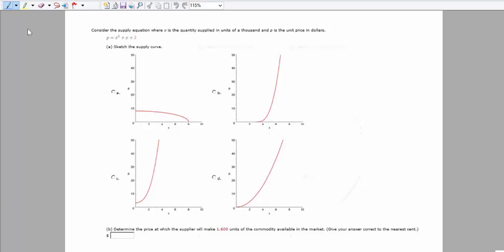There's been a few questions about the units in number 9. Here we're given the supply equation where X is the quantity supplied in units of 1,000. So in class we said we want to be careful about what X represents and how it is measured. Here it's measured in units of 1,000. P is the unit price in dollars.